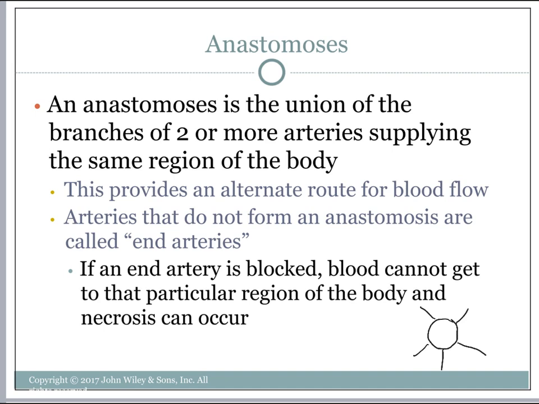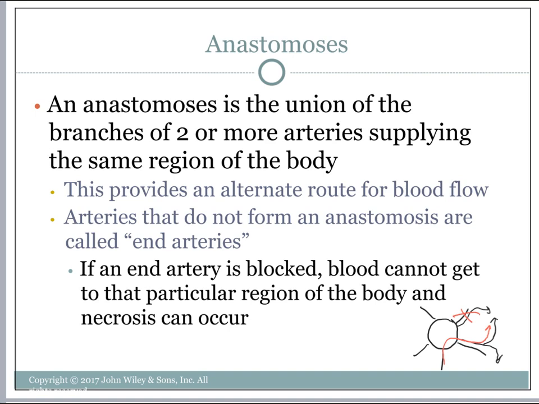So say this artery leads to here. This artery leads to here, but can also lead to there. So what happens is if this artery, let's say, gets damaged and gets blocked, we can recirculate blood flow through this exit to sustain supply to that area. So they're providing alternate routes for blood flow. Again, if the artery is blocked, blood cannot get to that particular region of the body and necrosis can occur. So that's why it's important that we have these in our body.